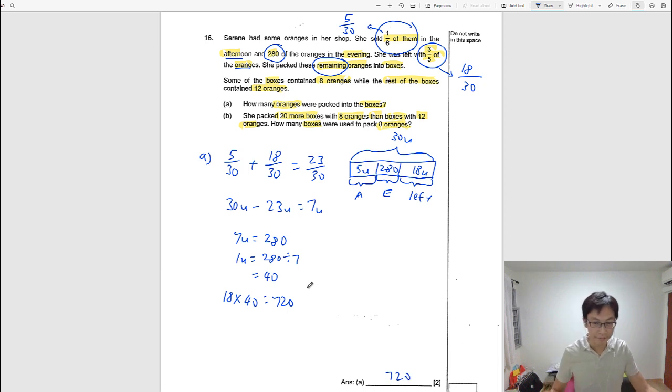Alright, are you clear with part A? Okay, so I hope that you are clear with part A. And now for part B.